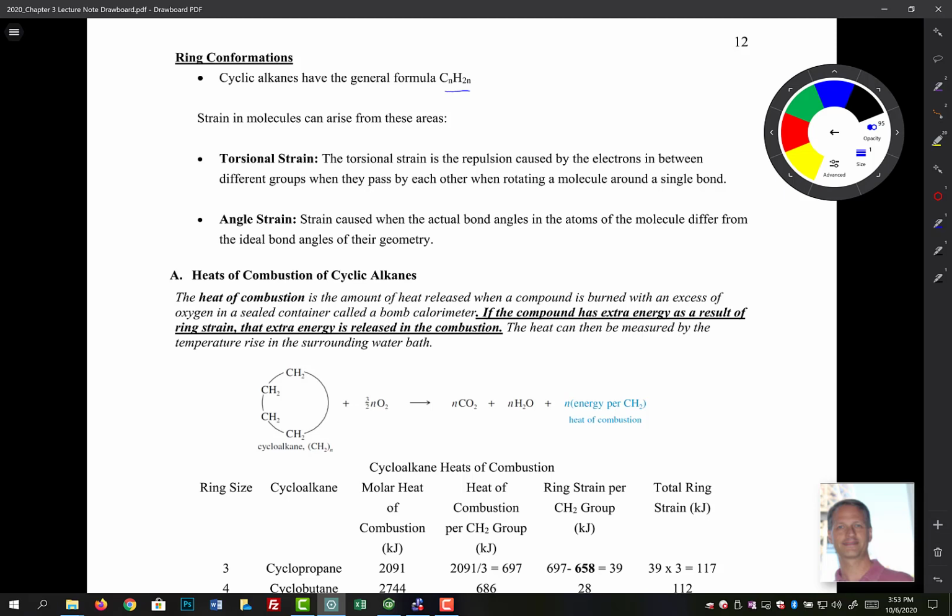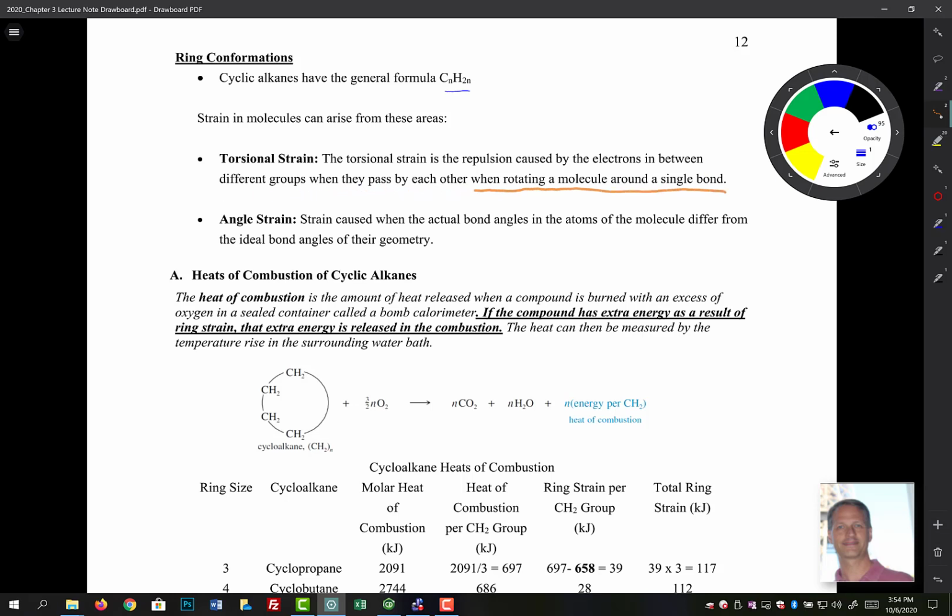Now there's strain in these molecules, and it arises from two main areas. One is called torsional strain. Torsional strain is the repulsion caused by the electrons between different groups when they pass by each other or when rotating a molecule around a single bond.